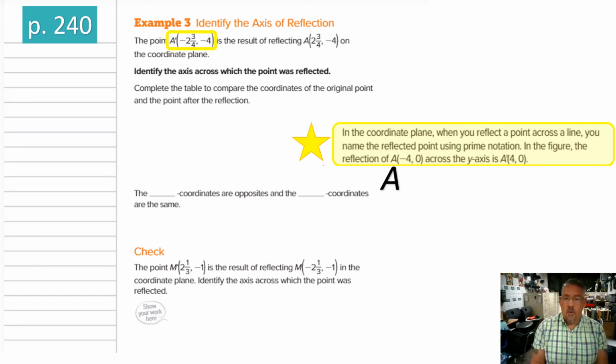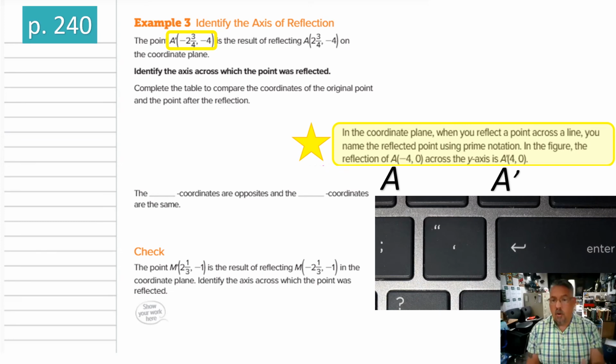What they're showing you is that when I have the point, it's just the A by itself. When I'm doing prime notation or saying the reflection of it, then I add that little single quote mark. On your computers, if you look at your keyboard, it's the very first little quote, the single quotation mark. All that is saying is that instead of having to write out the words, this is a reflection of this, it says the reflection of.